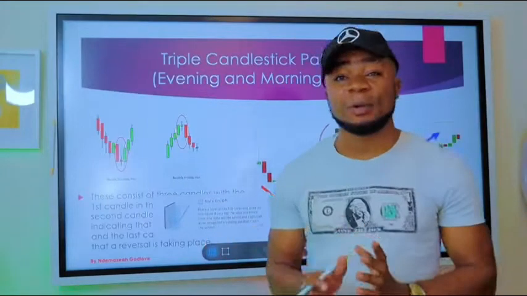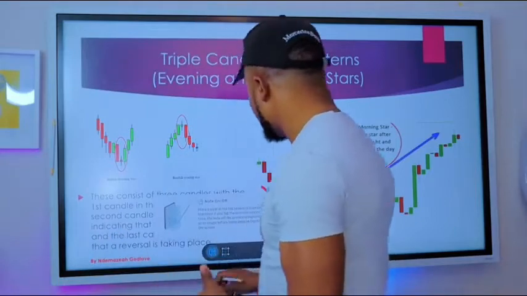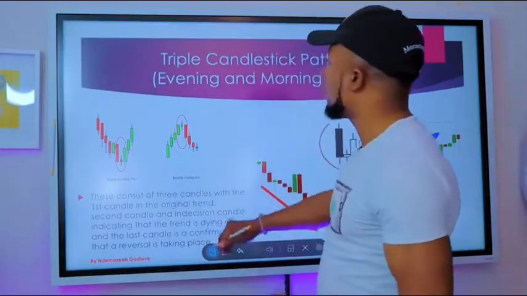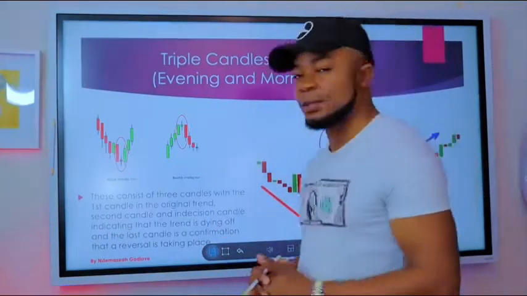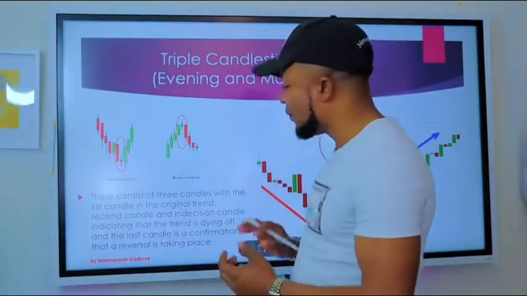Now we're talking of triple candlestick patterns. You need at least three candlesticks to be able to confirm that this is a potential pattern. Coming to triple candlestick patterns, we have what we call evening and morning stars. And what are the properties of the evening and the morning stars?